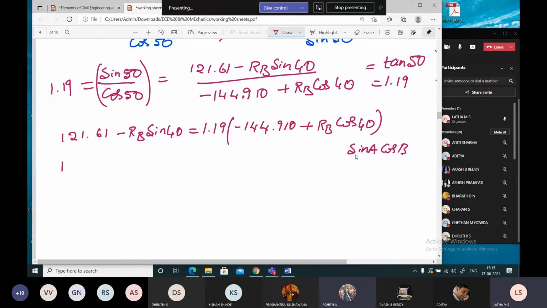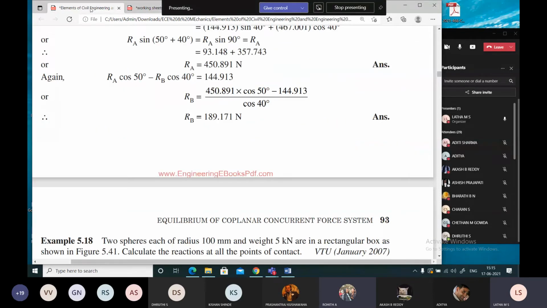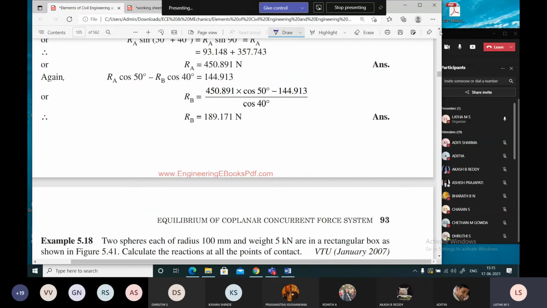What is the trigonometric function for sin A cos B? Sin A cos B plus cos A sin B is equal to sin of A plus B. Okay, fine. Let me check one second. Even I'm not sure of it. Let me check.